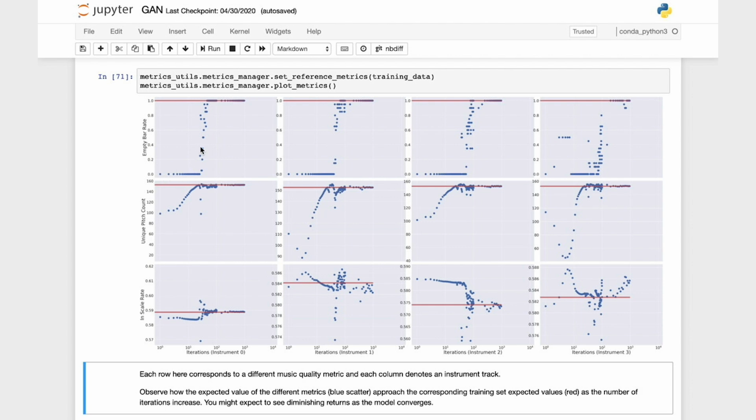The blue scatter plot that you see is the statistical average of all the samples that were generated for every iteration. Initially, notice that when the iteration number is low, the gap between the statistical average of the generated samples versus the expected value is large. However, as the training progresses, the blue scatter plot converges with the red expected line. This is a great cue that with time, the quality of music produced and the musical attributes are getting closer and closer to the training dataset, which is exactly what we want. This is another cue that the training proceeded as expected.